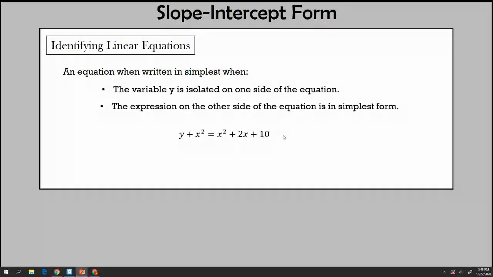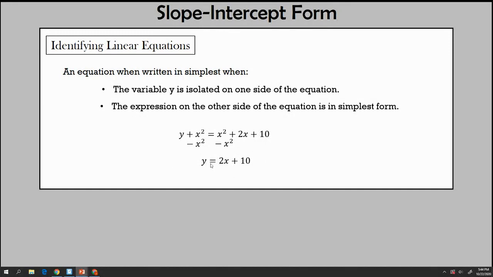So let me give you an example of why it's important that we have it in simplest form. Let's say I gave you this equation and asked you, is it linear or not linear? You might right away say, well, you know what? I see an x squared. This is not a linear equation. But upon further examination to the trained eye, we know that this is not in simplest form yet. We know what we could do to isolate y is subtract x squared from both sides. When I do that, these x squareds are both eliminated, and I'm left with y equals 2x plus 10. And yes, this is a linear equation.